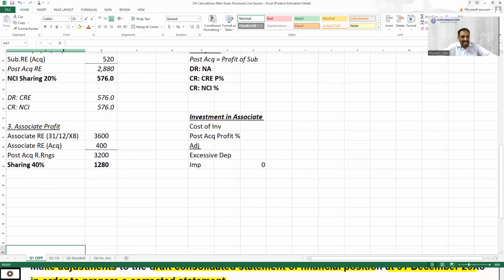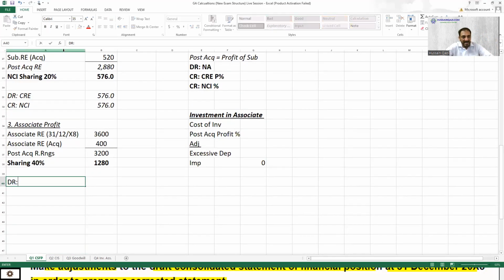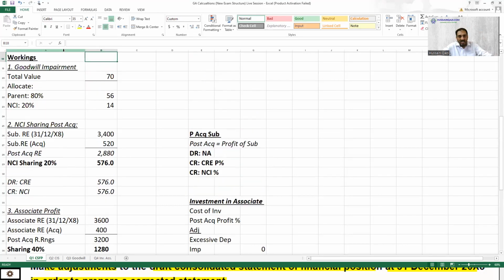So what should be the transaction here? Debit investment in associate, credit retained earnings. I hope this is clear to all of you?